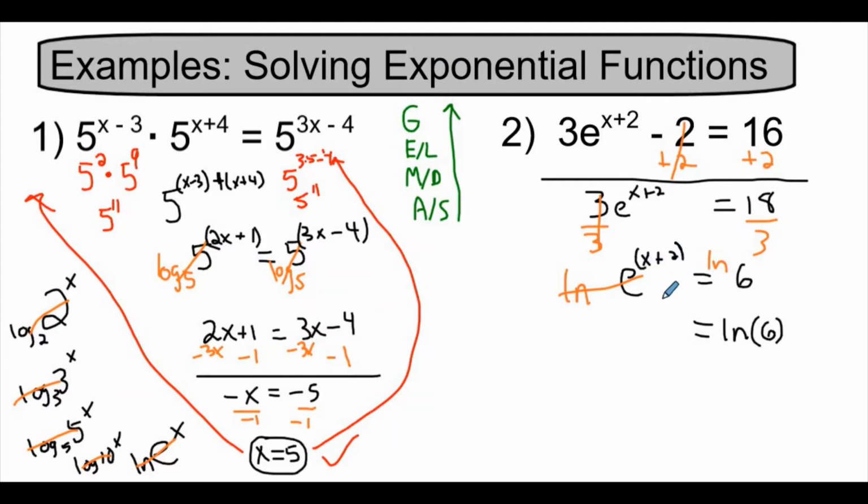So this thing right here is just going to drop down after its base is canceled. And then I will subtract that 2 on both sides because I did the grouping symbol, boom, back to the bottom of order of operations. And so we get x is equal to negative 2 plus ln of 6.